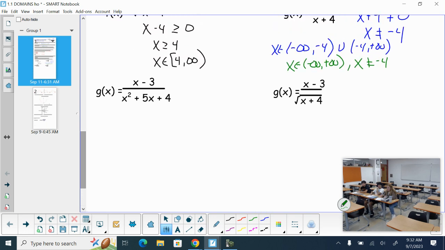All right. Determine the next two domains. What would be your next two domains? Check your answers with somebody around you.